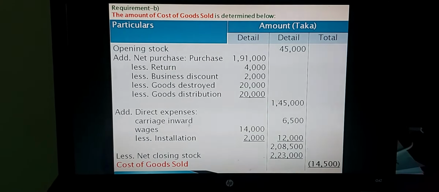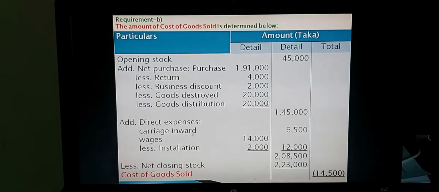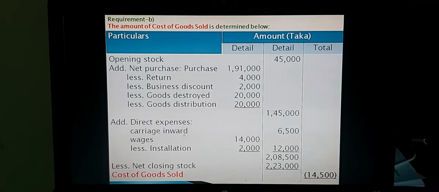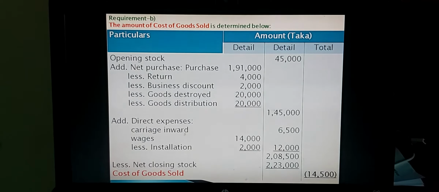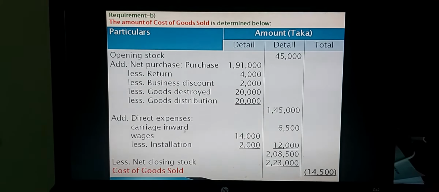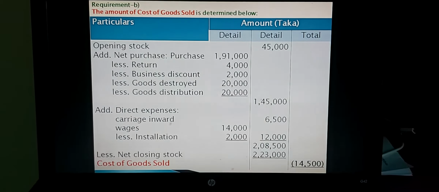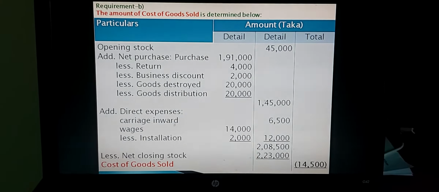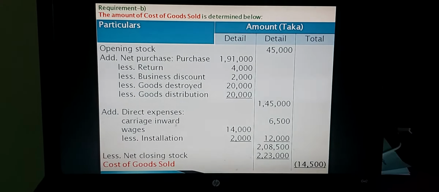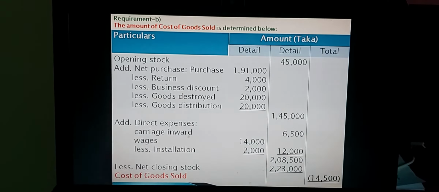Okay, dear students, now you can go to the requirement C for determining the amount of operating profit or loss and net profit or loss. That is, you have to prepare an income statement, that is the statement of comprehensive income in full length from net sales to net profit after tax. Just you can draw a format for 2 pages for the requirement C, that is the income statement.